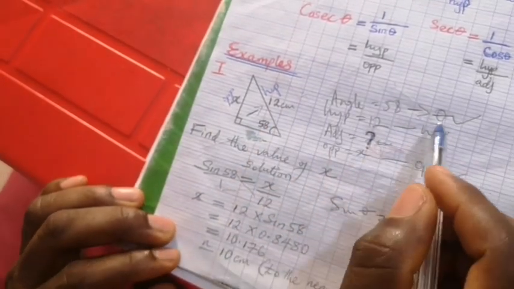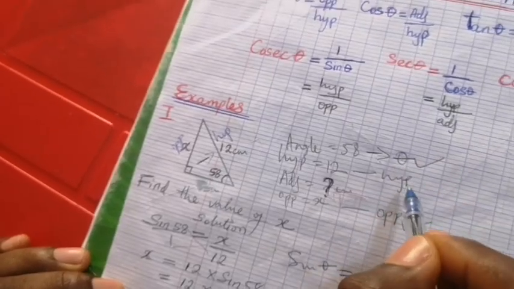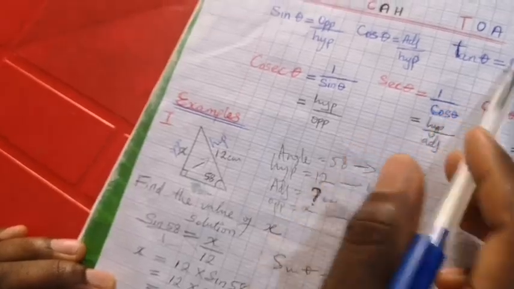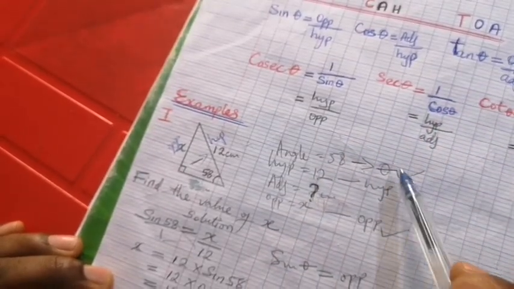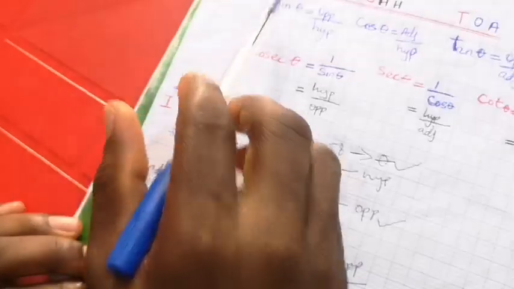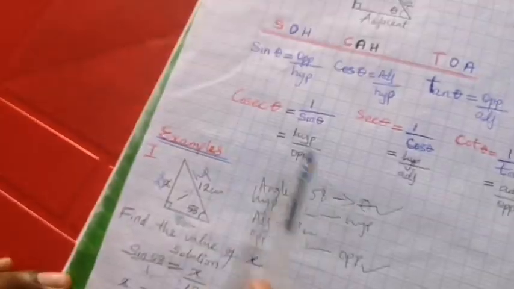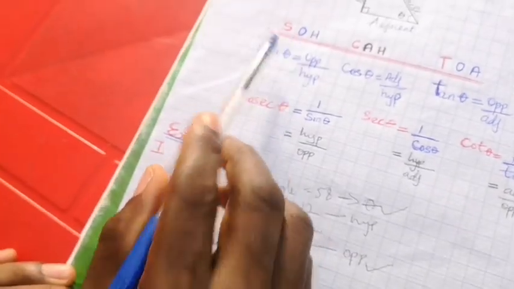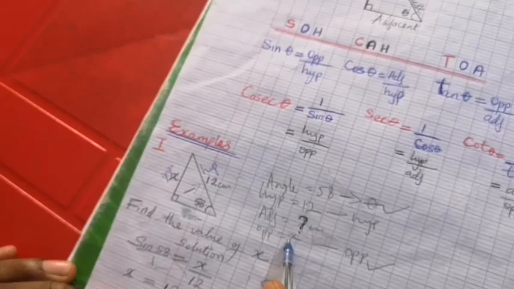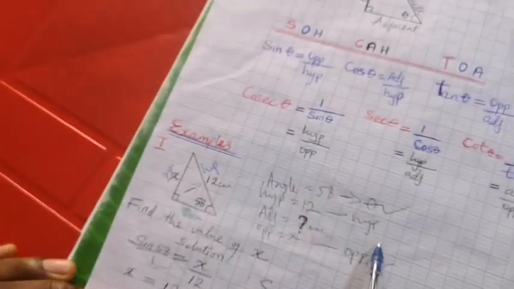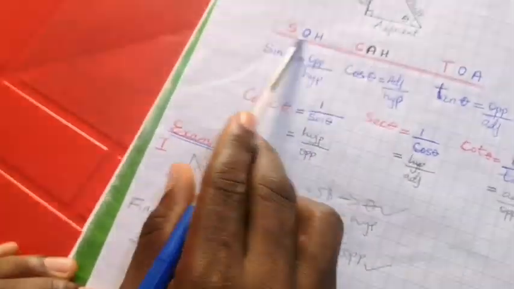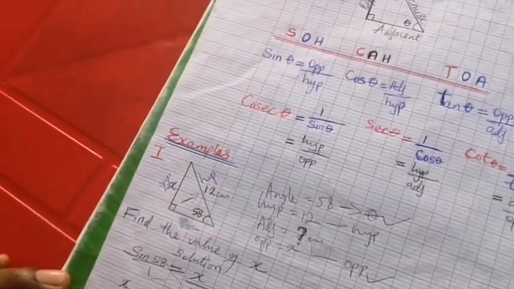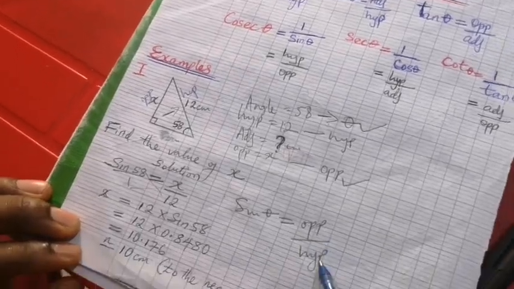So we are to write it out first here. We have theta, we have hypotenuse, and we have opposite. So we will go to this SOHCAHTOA to look for the one that has these three things. It is this one. So the S here stands for sine theta. We have theta, and the O is for the opposite, and opposite is x that we are looking for, and the H is hypotenuse. Okay, that means this is the one we are going to work with, the SO. And this SO means sine theta is equal to opposite over hypotenuse.